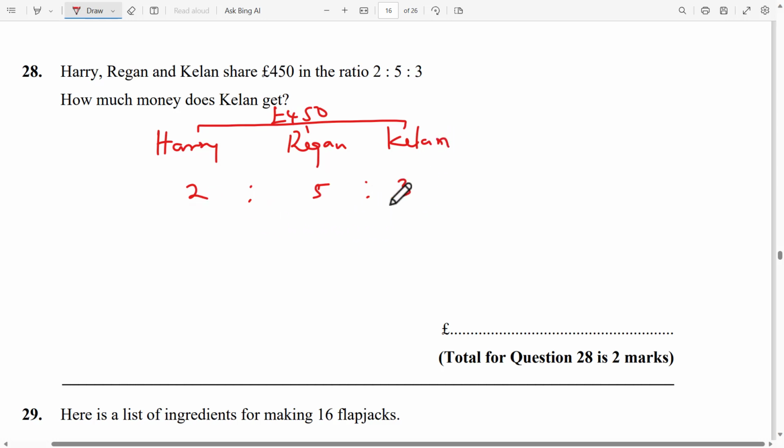So first you add up the ratio. 2 plus 5 plus 3 is 10. Then you divide 450 by 10 to know how much each part gets. That's 45. So that means Keelan is going to get 3 lots of 45, and that's 135 pounds. So Keelan gets 135 pounds.